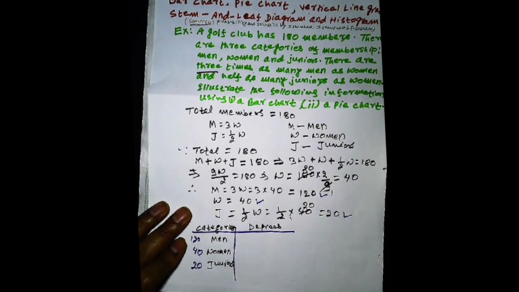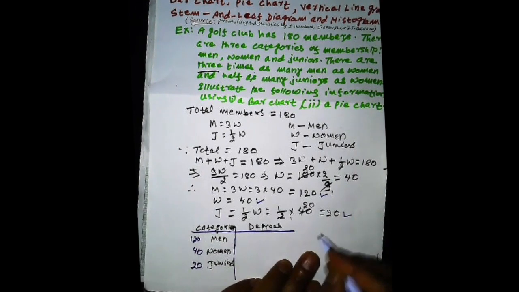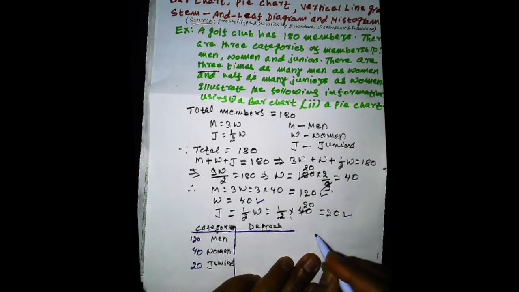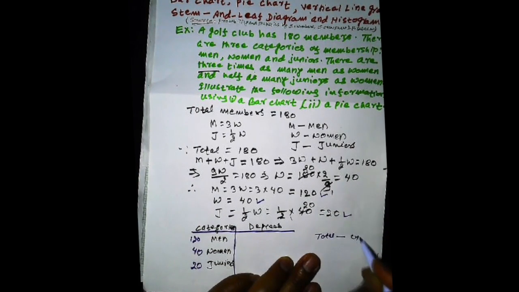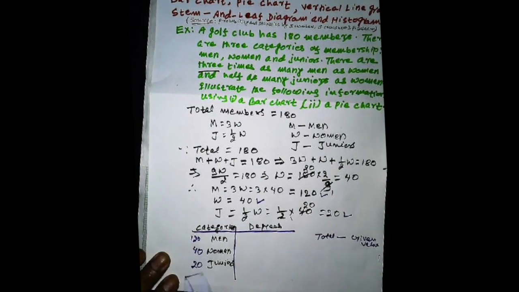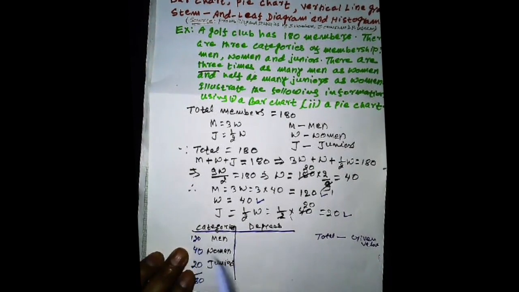How to convert that into degrees? In order to convert that into degrees, we can adopt it like this. For the total value, here we have 180, and the given value for men is 120, for women is 40, and for juniors is 20.